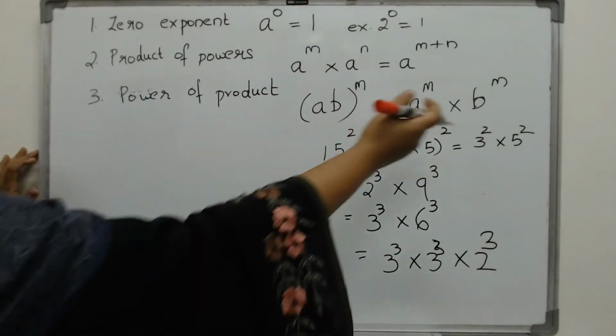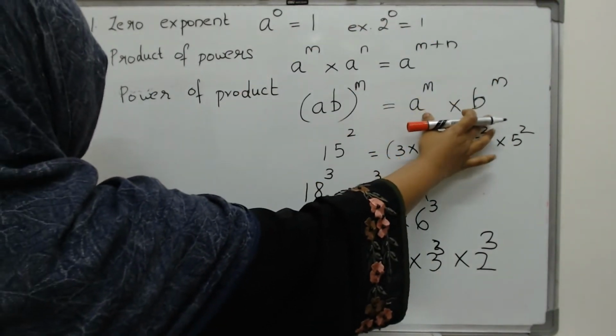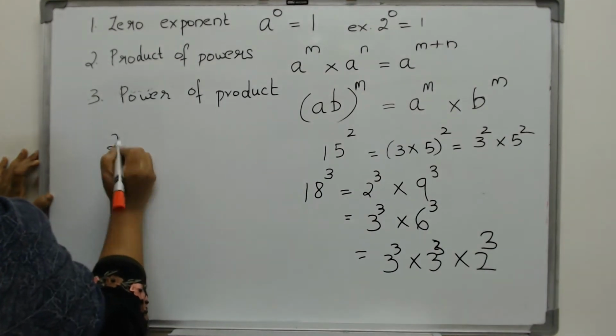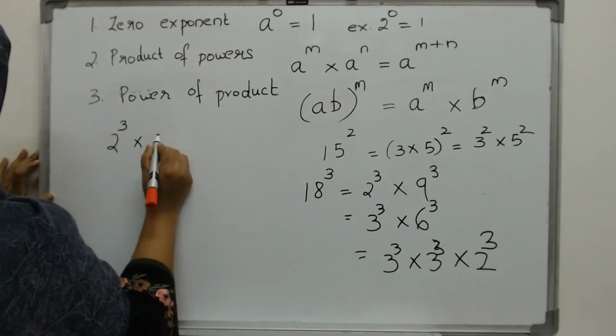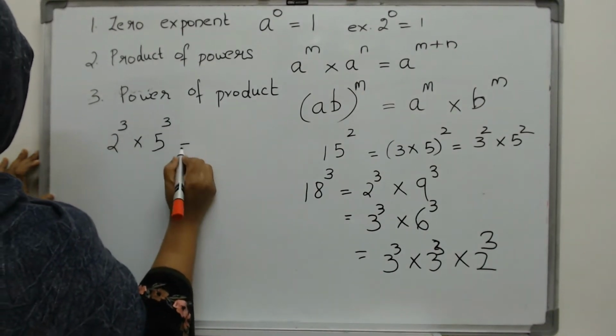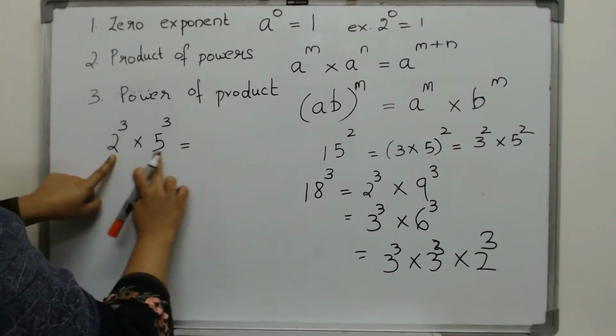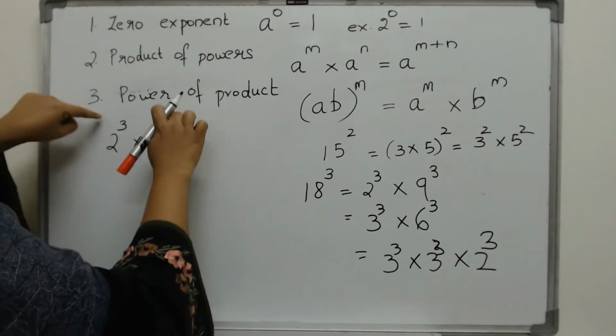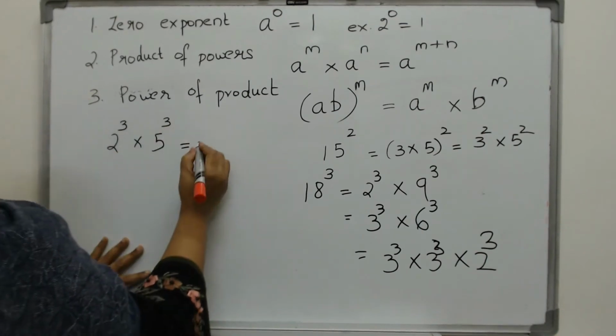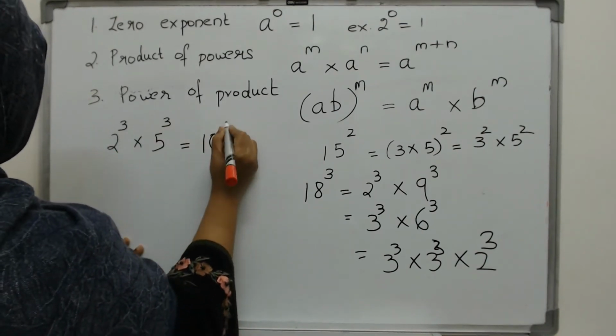Please note that this works both ways. You can start from here also. Suppose you have 2 raised to 3 into 5 raised to 3. So what do you have here? Different bases but same exponent. That means it can be written as 10 cube.